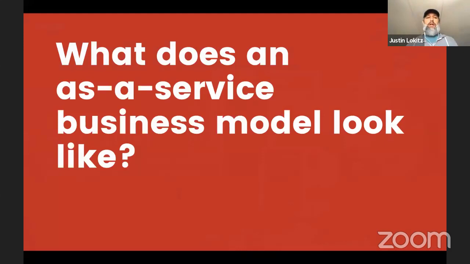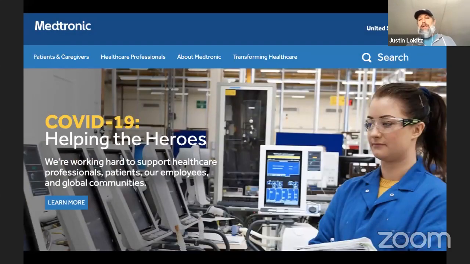So what does this look like? Well, I want to go a little bit into a business model canvas to show you what this might look like. And then I want to open it up for some questions here, but I'll do this first and then we'll open it up for questions.